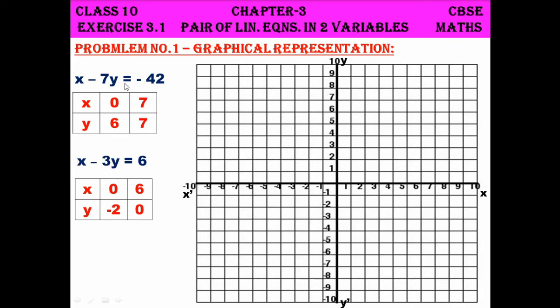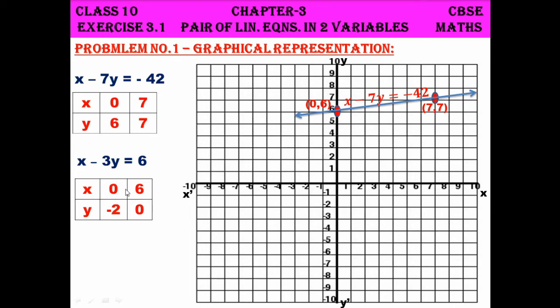Now let me plot the first equation, that is x minus 7y equals minus 42. For that, let me consider the first coordinate point. When x equals 0, y equals 6. Therefore, the point is (0, 6). So the first point of the first equation is (0, 6). And the next point is x equals 7, y equals 7. Therefore, it is (7, 7) here. Now let me connect these two points. I get a straight line representing the equation x minus 7y equals minus 42. So this is the straight line representing the first equation.